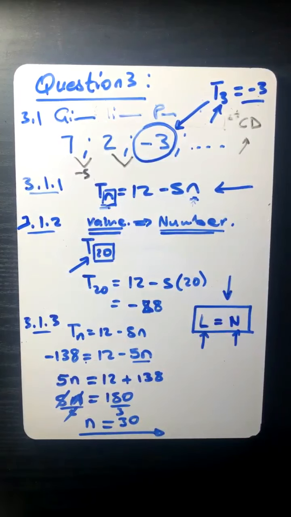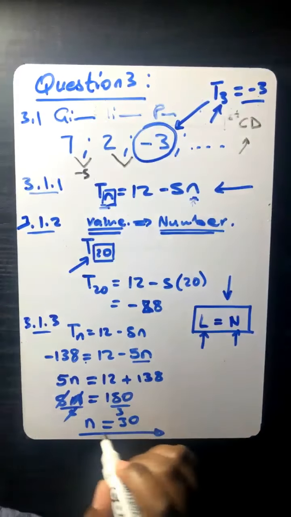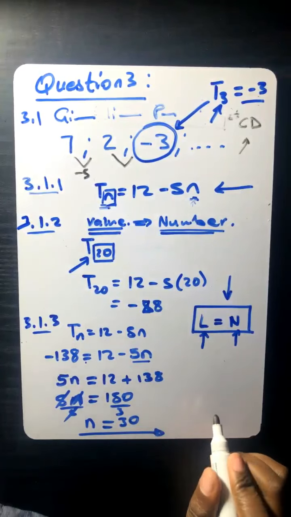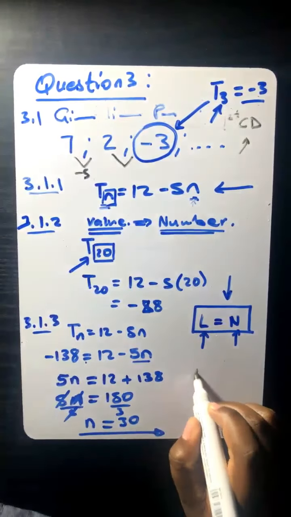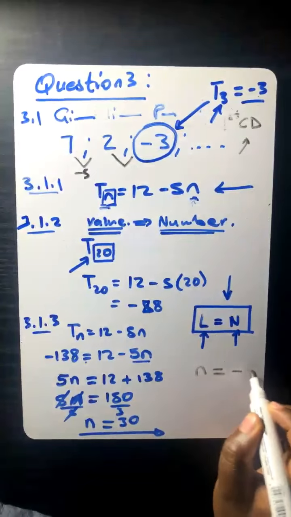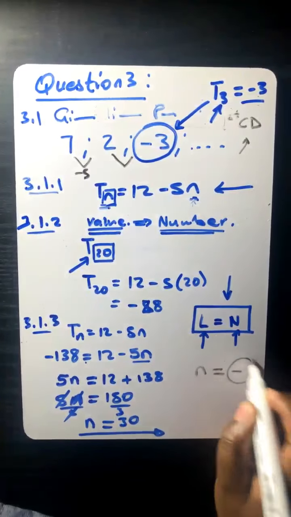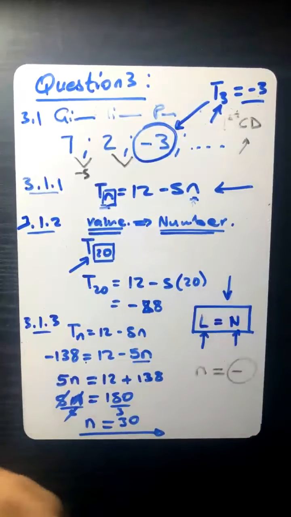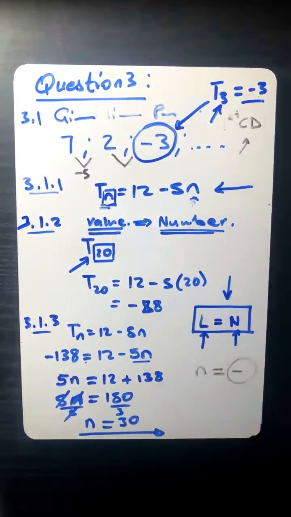But let's have a meeting, guys. Always when we're calculating for n, are we ever at some point going to have a negative value for n as an answer? Are we ever going to have that in real life? No, sir.